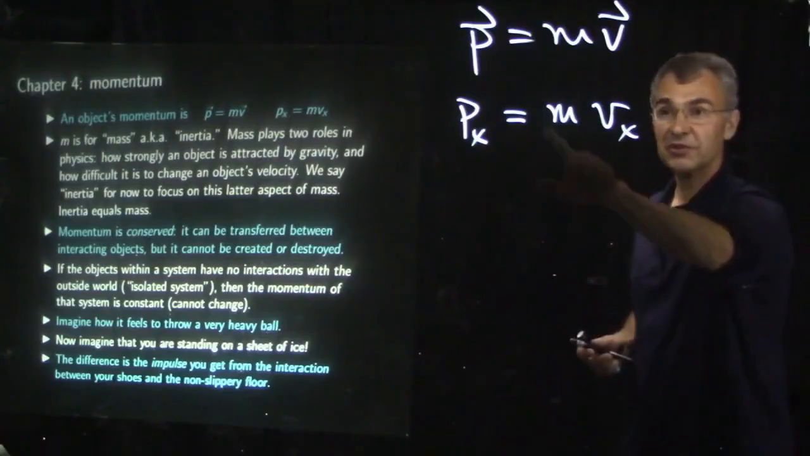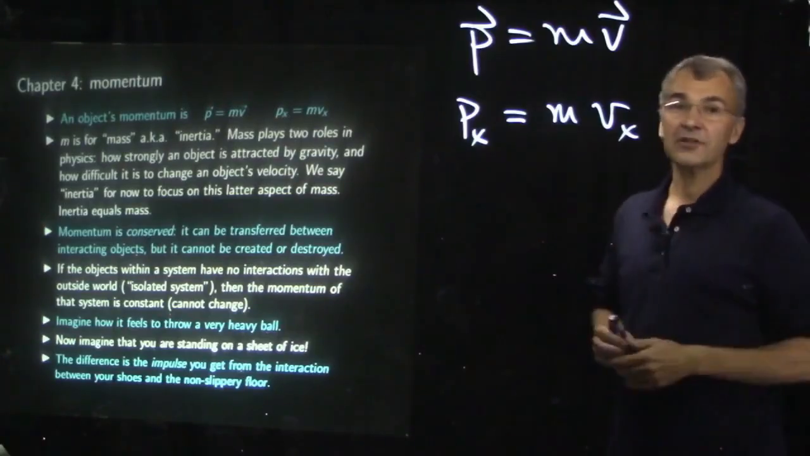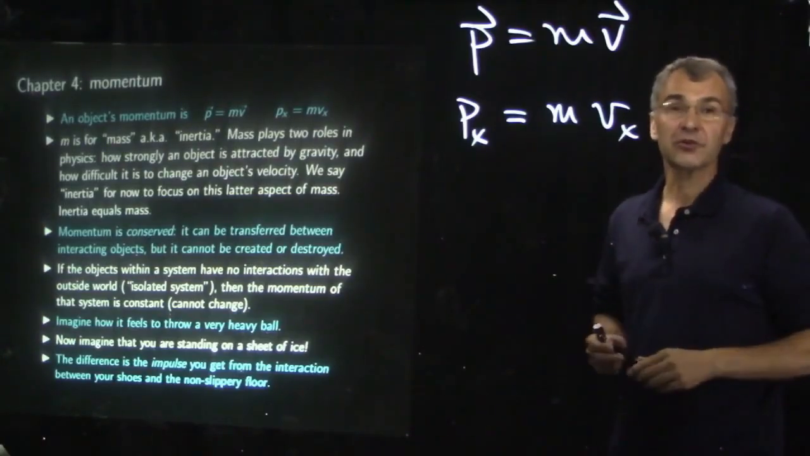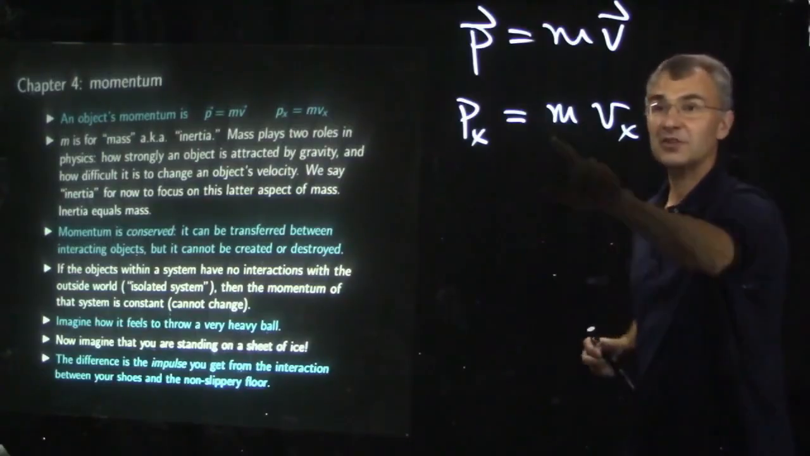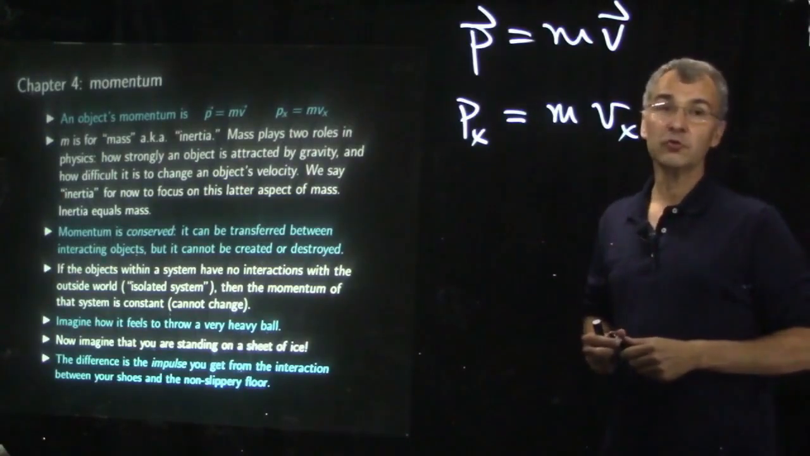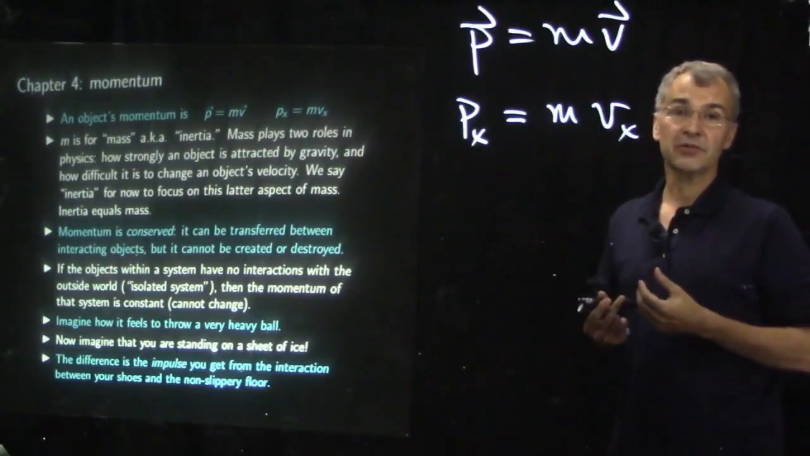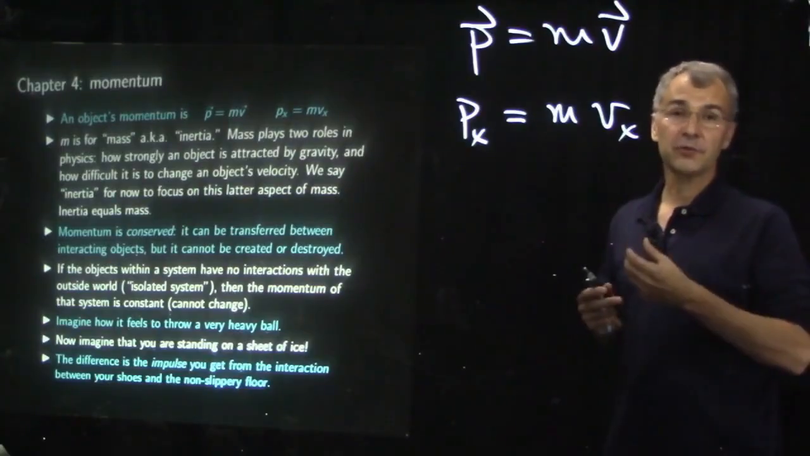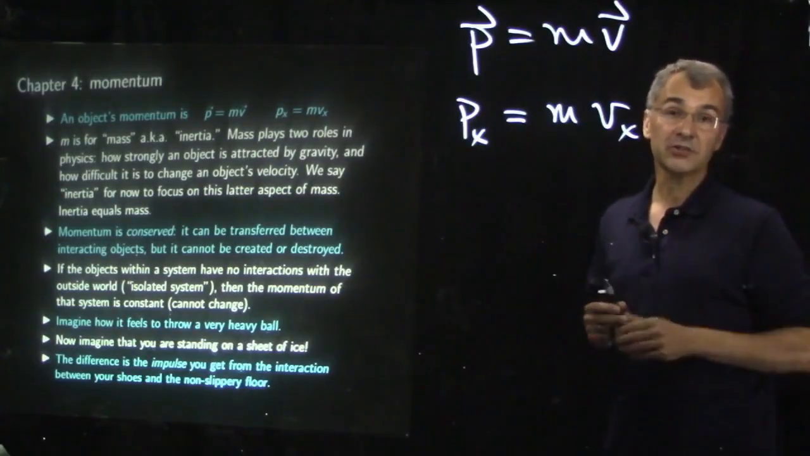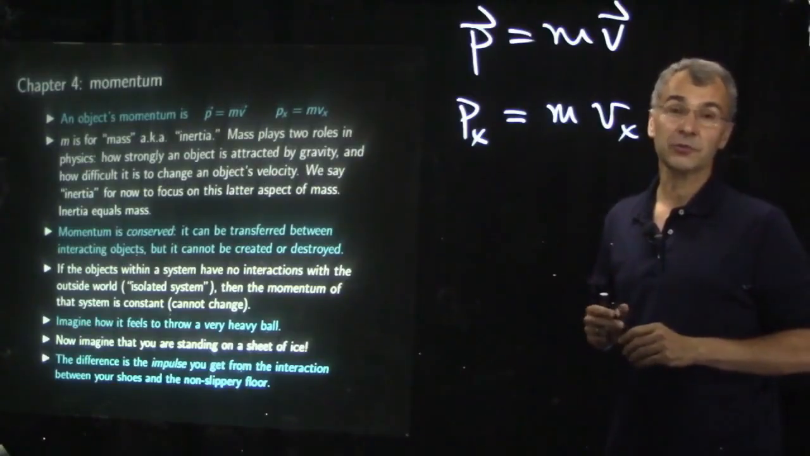It's a little bit confusing, especially since m makes you think mass. The reason why chapter 4 so scrupulously uses the word inertia instead of the word mass when writing the symbol m is that mass plays 2 roles in physics. One role that mass plays is how much an object is attracted by gravity. The strength with which Earth attracts you gravitationally is proportional to your mass. It's also proportional to Earth's mass.